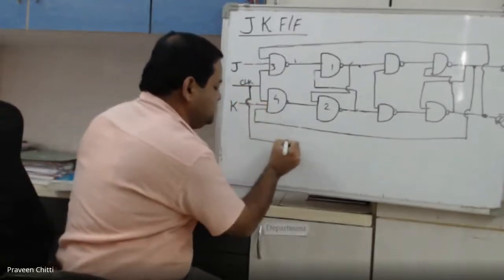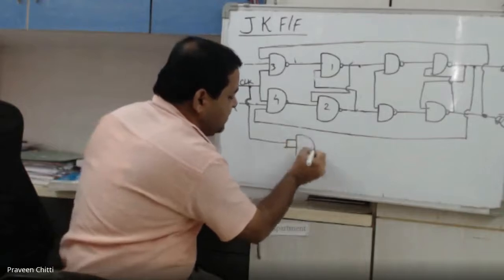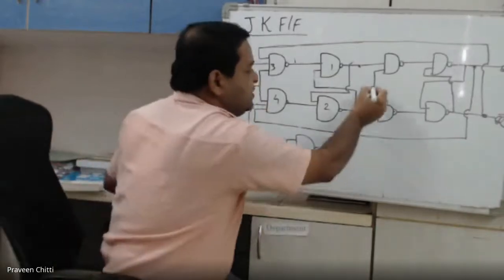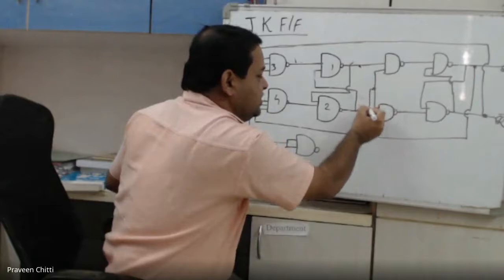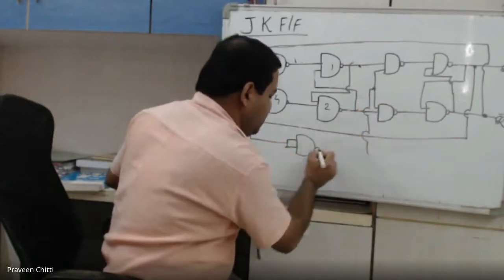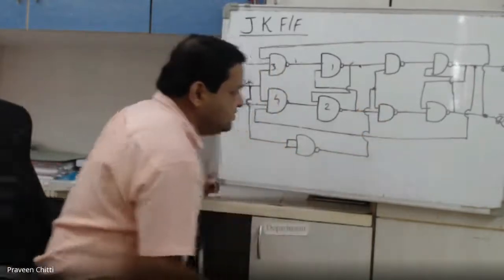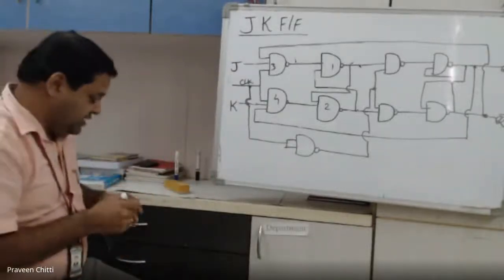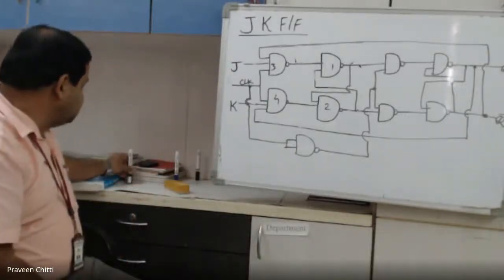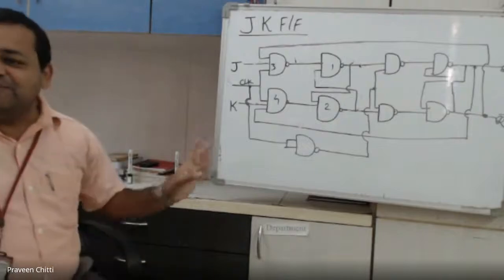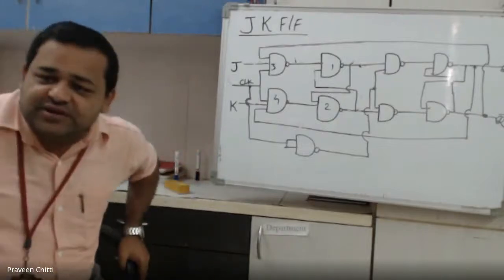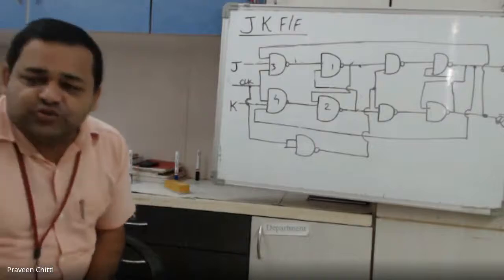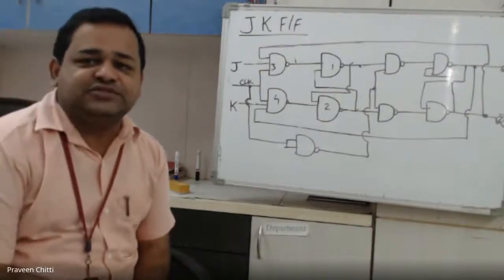I will take this and give it to the NOT gate. Again, I will use an AND only to construct the NOT gate, and then I will connect this. This is the circuit diagram for the master slave JK flip-flop. It looks very complicated, like there are so many gates we have drawn. But I will tell you a very simple way to draw this particular master slave JK flip-flop.